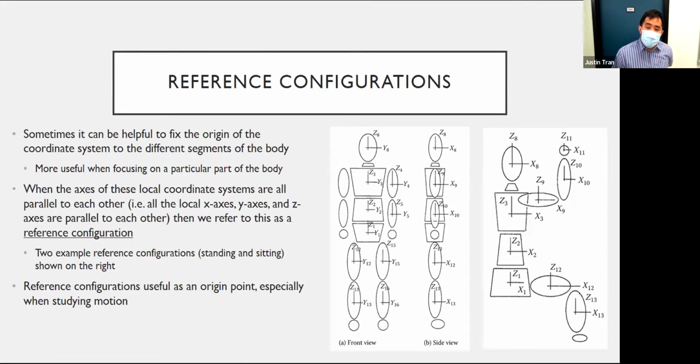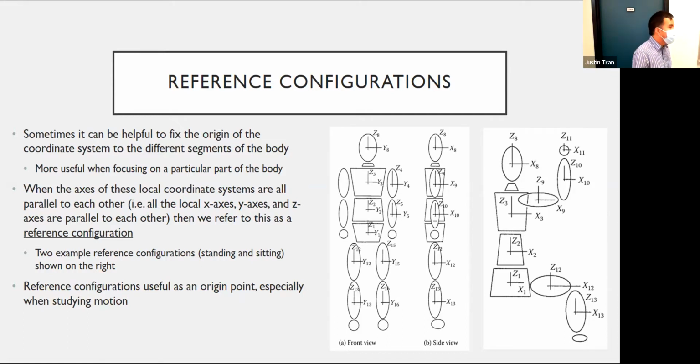Okay. And so for whole body modeling, we have that origin at the pelvis, but a lot of times it's also useful to have a lot of local coordinate systems as well. What these are referring to are reference configurations. We're not going to do too much with it in the first part of the class, but once we get to the second half of the class where we talk about human motion and human dynamics, this is going to be a lot more useful.